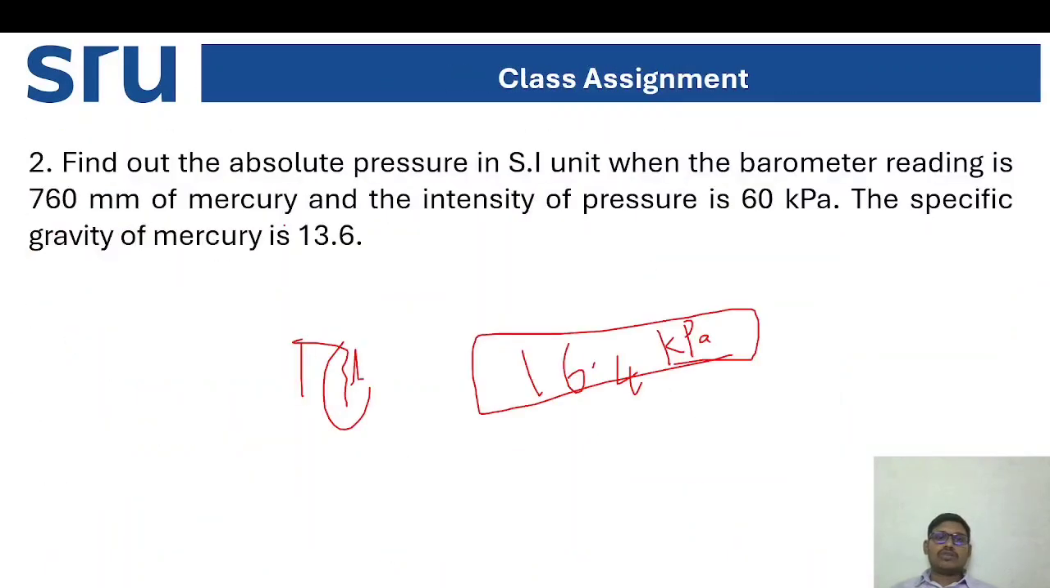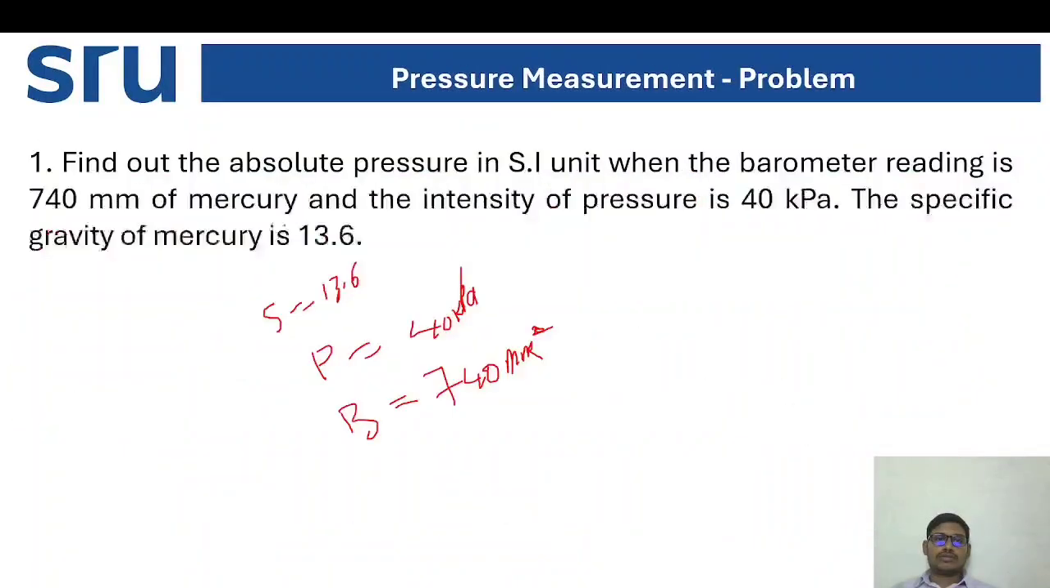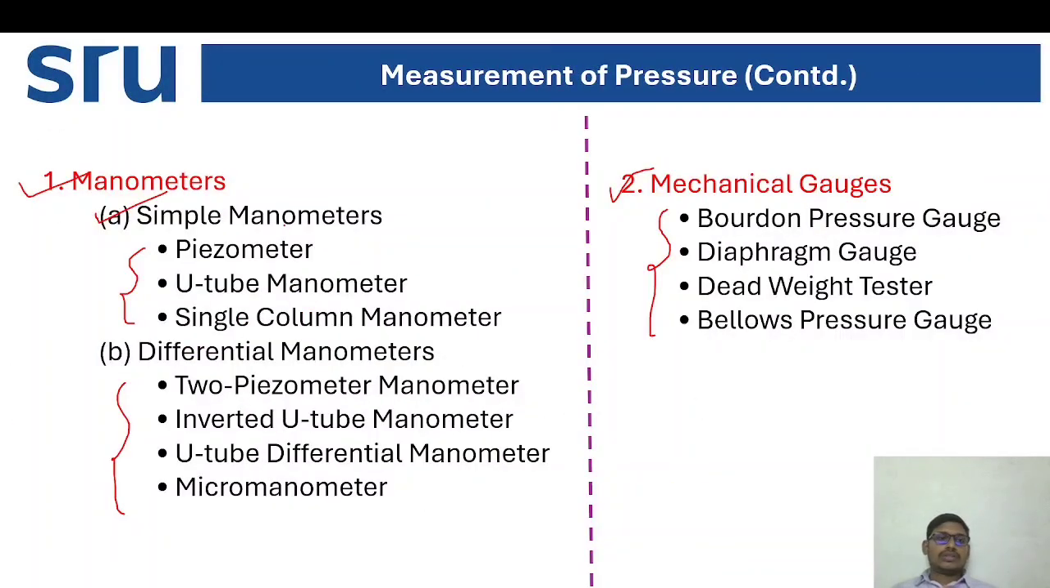We have just gone through the different types. First we saw the piezometer, and we saw that it cannot handle large areas. So we went to the U-tube, and after that we saw that there is a reservoir, so it is simple. Now another one: two piezometer manometer, inverted U-tube manometer, U-tube differential manometer and micro manometers. After that we will see mechanical gauges.